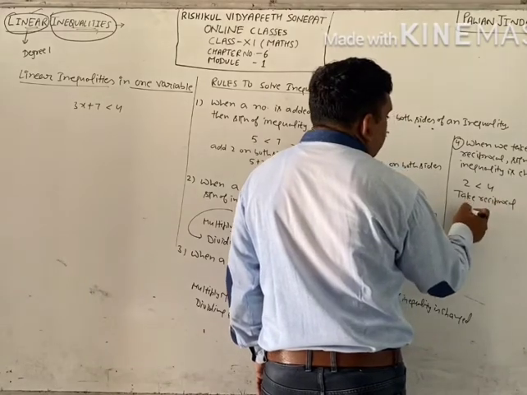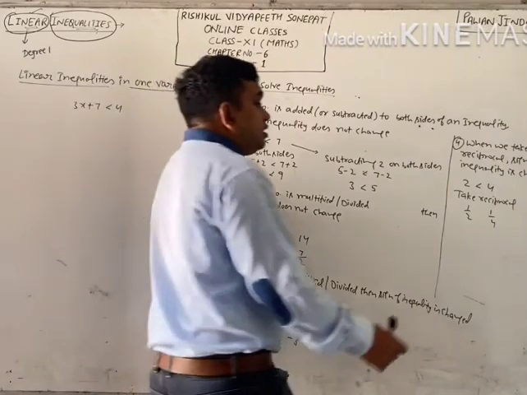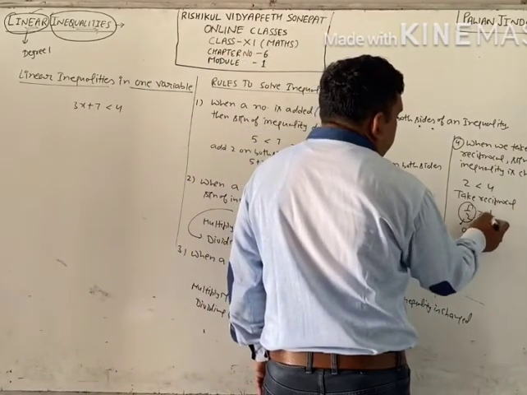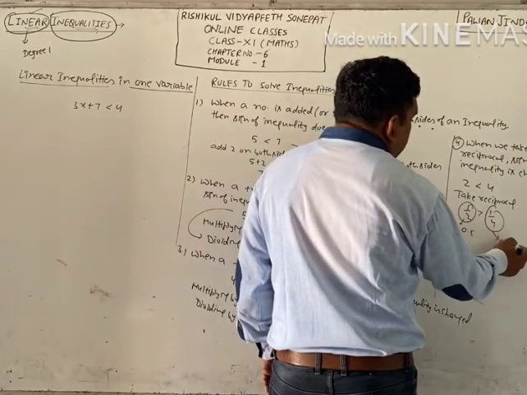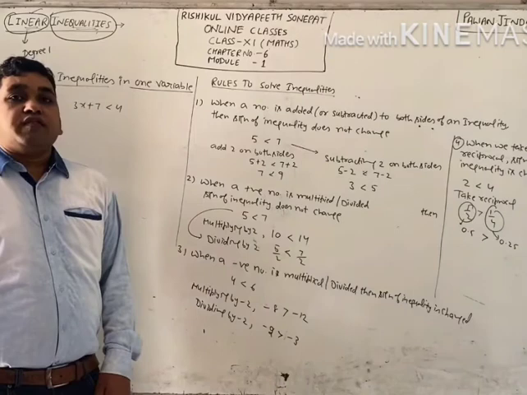See what you will get. 1 by 2. Here you will get 1 by 4. You can clearly see 1 by 2 is greater than 1 by 4. 1 by 2 is your 0.5. 1 by 4 is your 0.25. Clearly 0.5 is greater than 0.25.